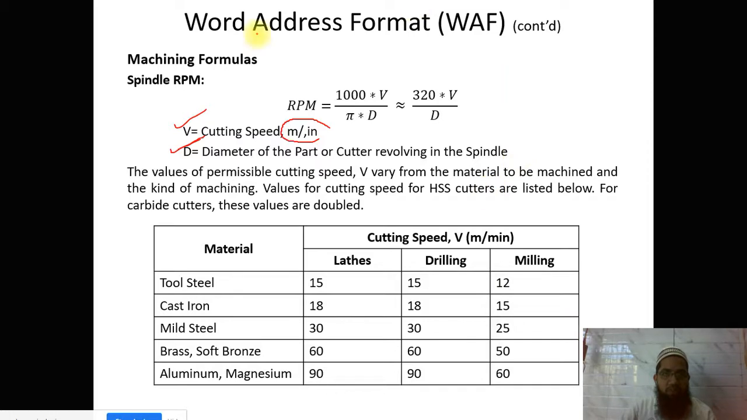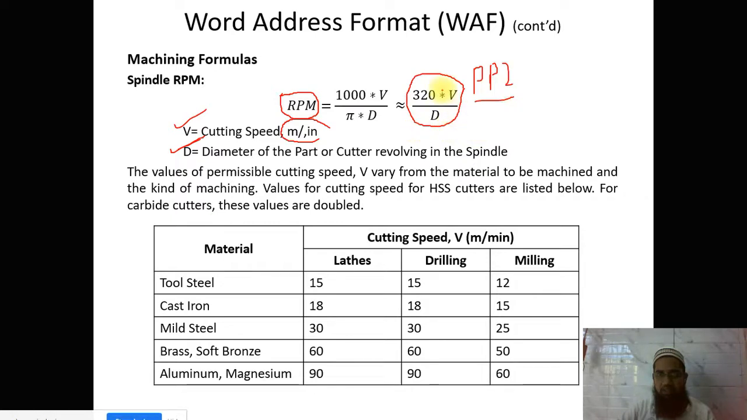The unit of this parameter is also important, so you have to remember the unit also. We need to find the RPM, revolutions per minute. This is a very basic formula, you already studied it at school level. N equals 1000 multiplied by V divided by pi into D, where V is the cutting speed and D is the diameter of the part or cutter revolving in the spindle. This is a short formula that you also studied in lower classes, like in PP2 in semester 4. Same formula you have studied in PP2.